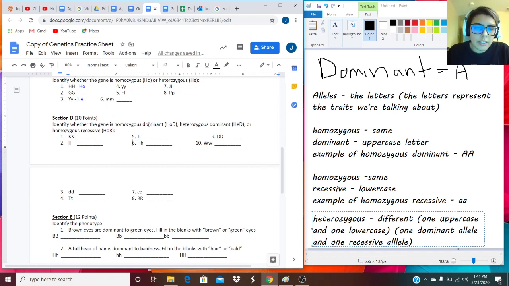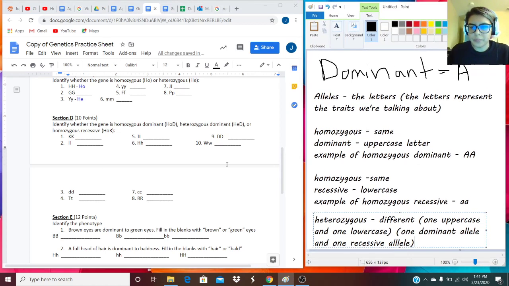Identify whether the gene is homozygous dominant, heterozygous dominant, or homozygous recessive. All right, so again, we just look right here at our notes on the side. If we have uppercase, they're both the same, so we know right off the gate that this is going to be homozygous. Now, what type of homozygous? Well, which type of letters or alleles are we working with? I see that they are both uppercase. Since they're both uppercase, I know uppercase means dominant. So it's going to be homozygous dominant.